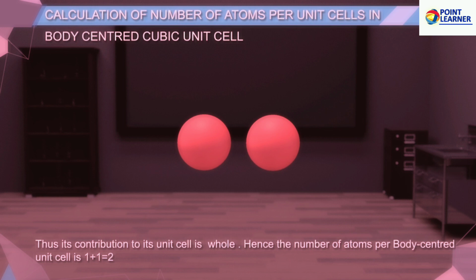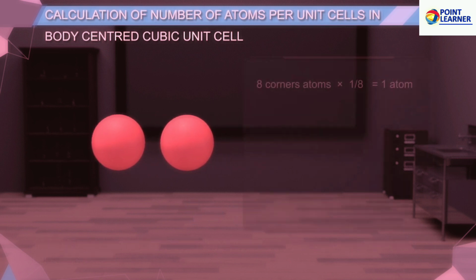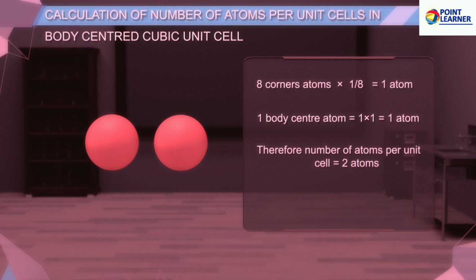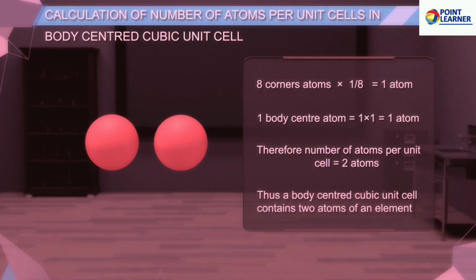Hence, the number of atoms per body-centered unit cell is 1 plus 1, which is equal to 2. 8 corner atoms × 1/8 is equal to 1 atom. 1 body-centered atom is equal to 1 × 1, which is equal to 1 atom. Therefore, number of atoms per unit cell is equal to 2 atoms. Thus, a body-centered cubic unit cell contains 2 atoms of an element.